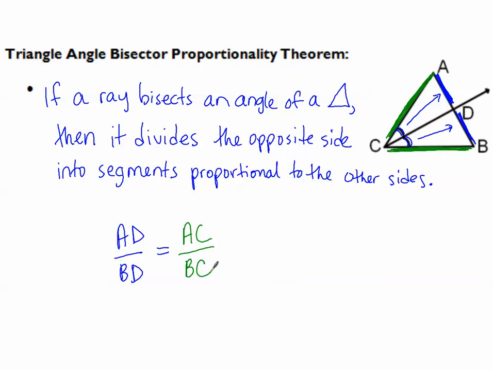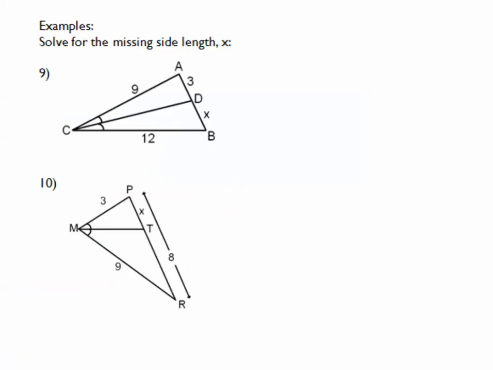Let's take a look at some examples that have numbers. Solve for the missing side length x. So I see the bisected angle is here. I look across from the bisected angle, this segment says 3. I look across from the other bisected angle, this segment says x. That has to be equal, if I went top to bottom, to the ratio of the sides going top to bottom, 9/12.